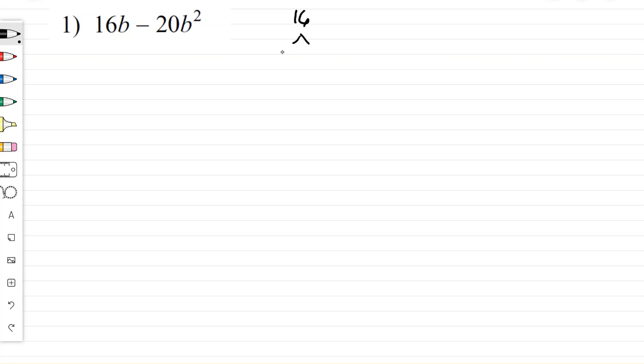So what times what makes 16? Well, 4 times 4 makes 16. But what makes 4? Well, 2 times 2 makes 4. And over here, we also have 2 times 2. These are all prime numbers. So we found all of our prime numbers.